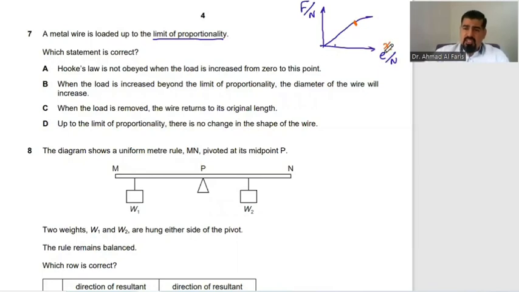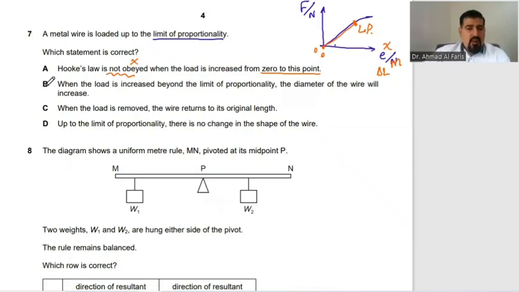Some books put it as x, e, or delta L, it doesn't matter, it's extension in meters. Which statement is correct? Hooke's law is not obeyed when the load increases from 0 to this point. Of course, it's obeyed from 0 to this point, which is the limit of proportionality, LP. It is obeyed. So it's not obeyed, that's not correct.